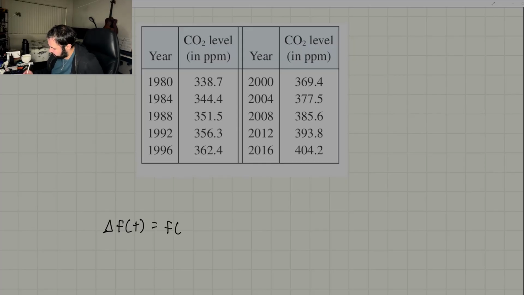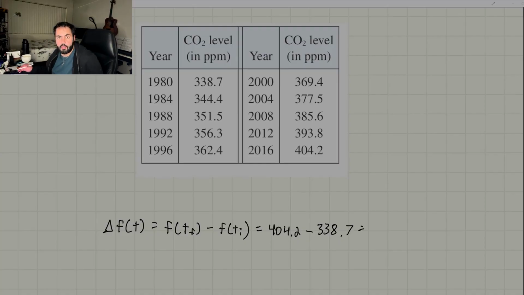So our 2 points of interest are the function value at t_f, which is our final point, and the function value at t_i, which is our initial point. Taking the difference of these two values tells us how much our initial function value changes by in order to reach our final function value. So this is equal to 404.2 minus 338.7. If you plug that into a calculator, you will find that the difference is equal to 65.5.